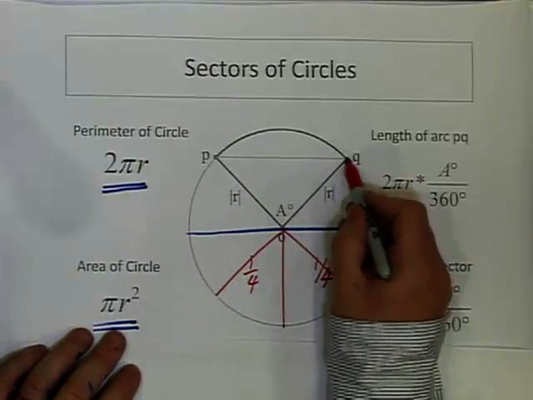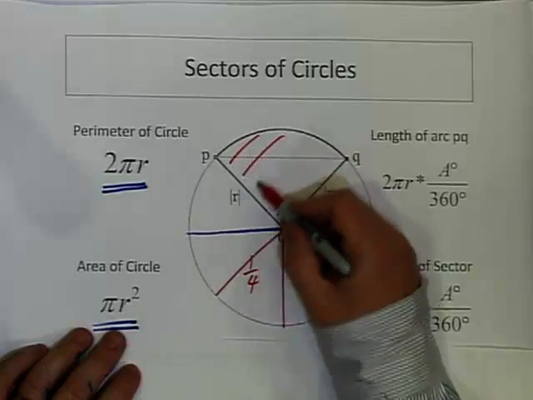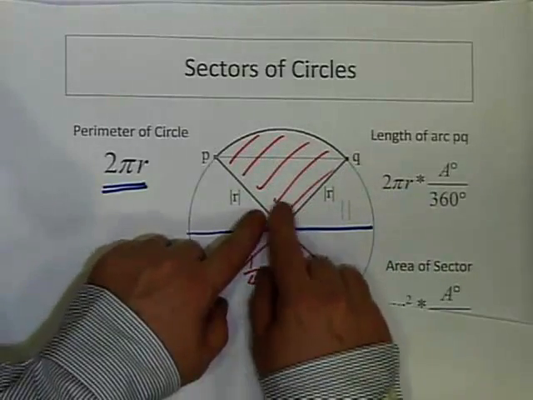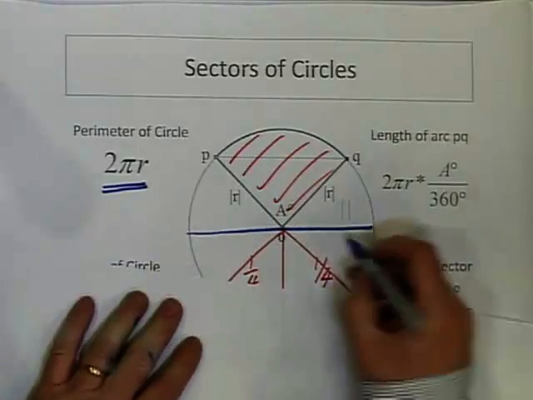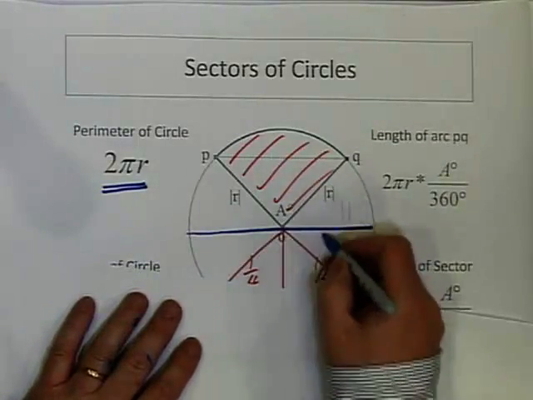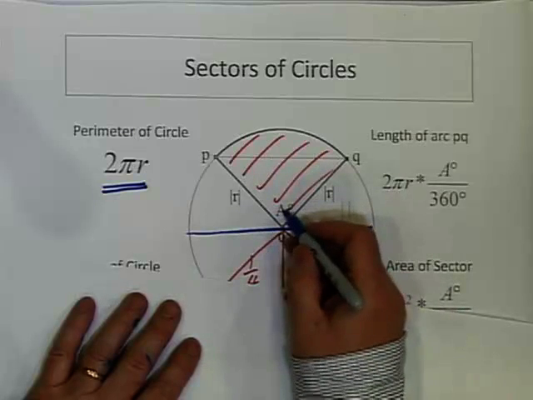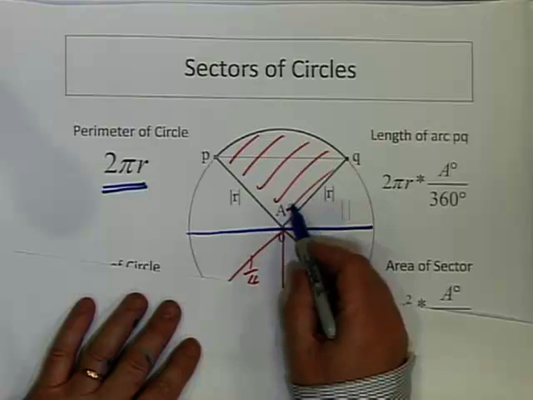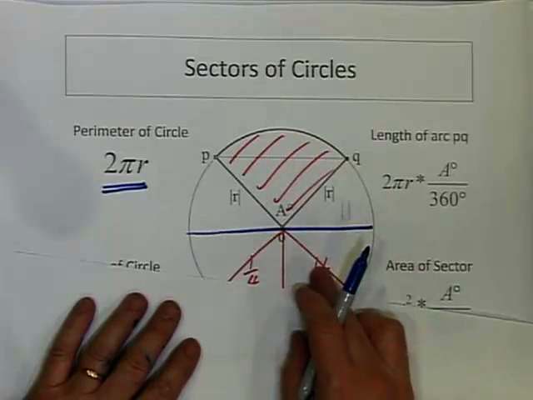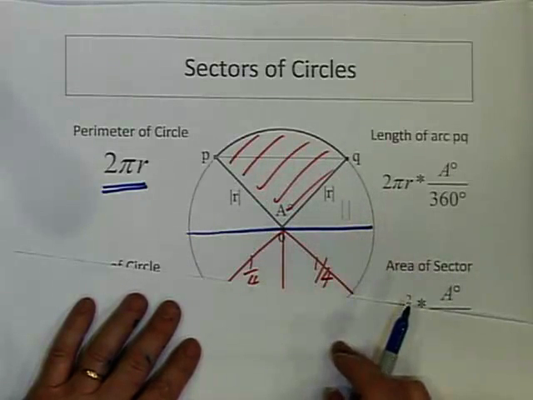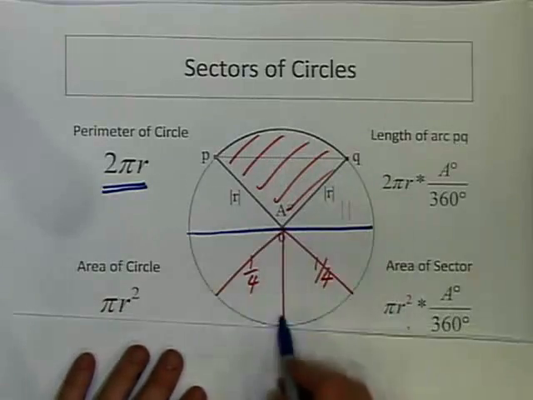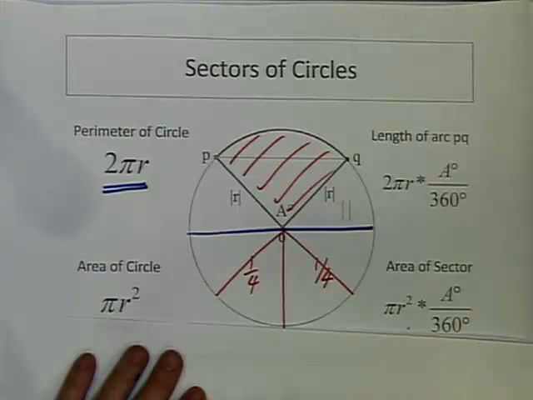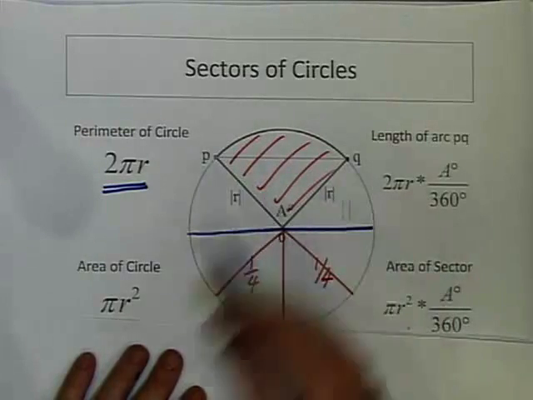Now, how big is this section here? Well, it all depends on how big the angle is. What's the total angle in a circle? 360, isn't it? If this angle here was 90, how much of the pizza would you have? Quarter. Is that okay? Because if you think about it, crisscross, 90, 90, each quarter. So that's 90 degrees, if it is 90.